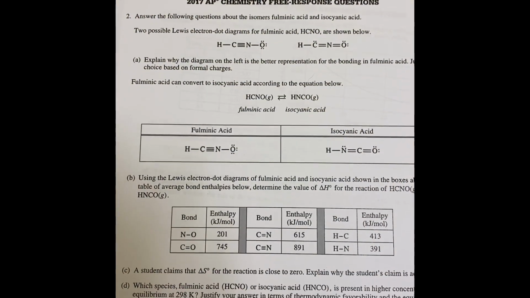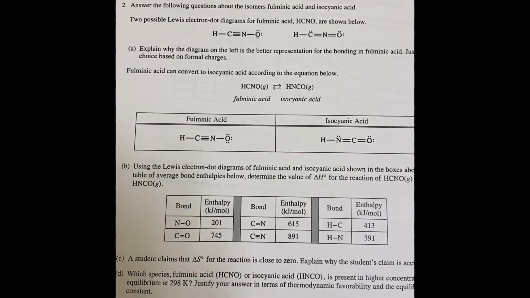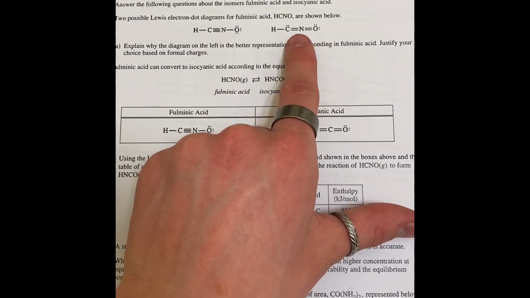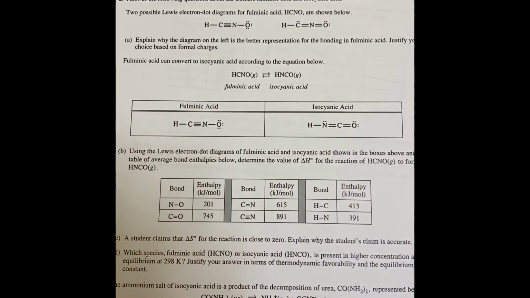In our first problem, we are given two Lewis dot diagrams, and we must explain why the diagram on the left is a better representation than the diagram on the right, according to formal charges. So this problem requires us to look back at topic 2.6, which is resonance and formal charge.